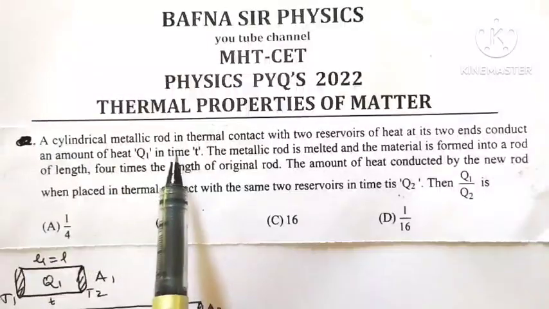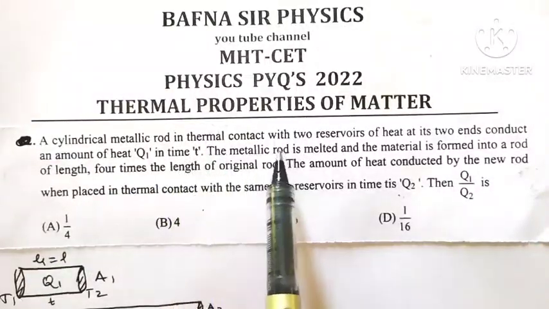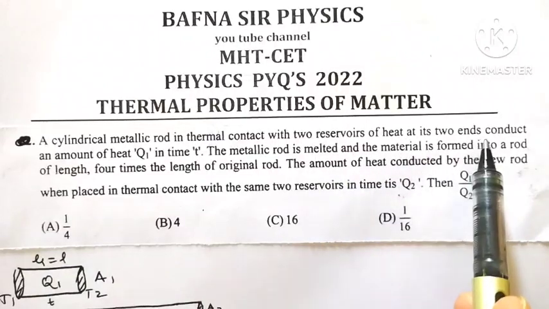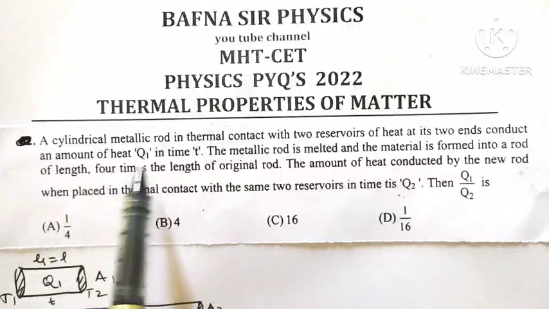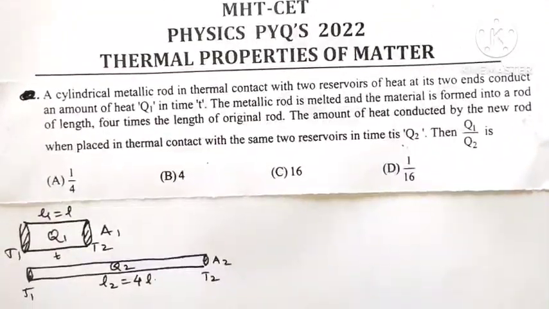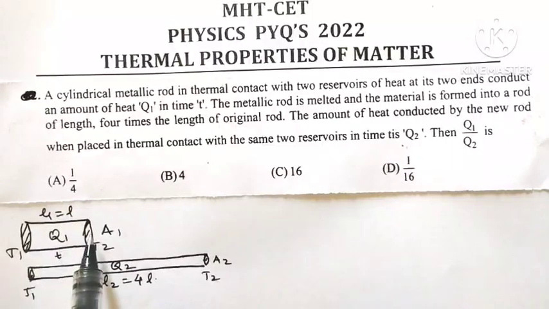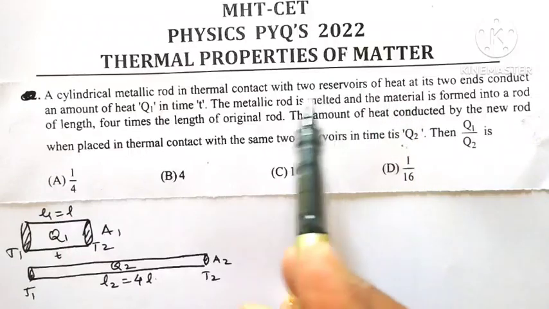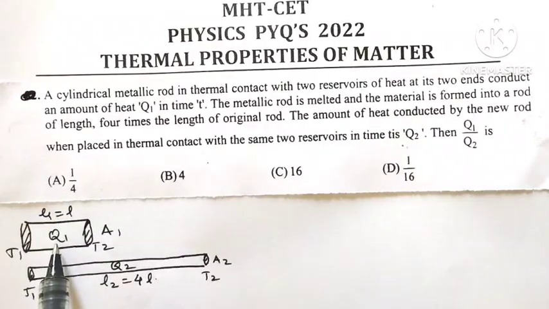A cylindrical metallic rod is in thermal contact with two reservoirs of heat at its two ends, and they conduct an amount of heat Q1 in a time t. So here we have a cylindrical wire whose two ends are in contact with two reservoirs of heat, and they are conducting Q1 amount of heat in a time interval t.